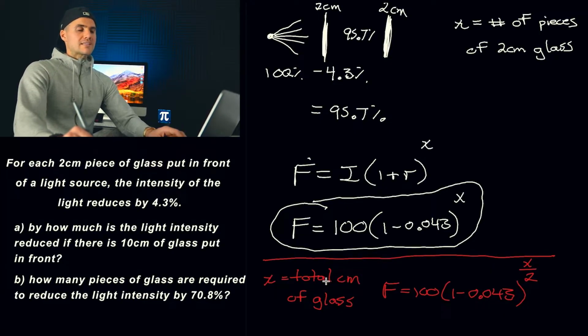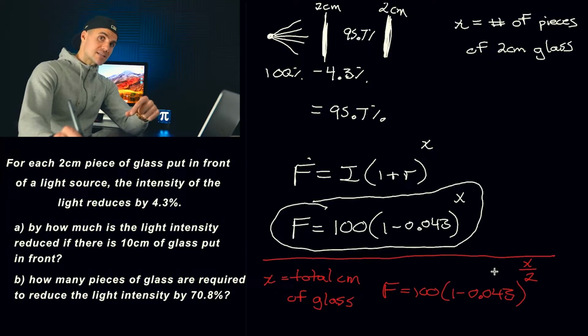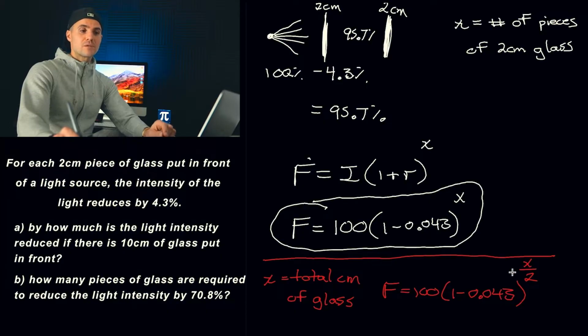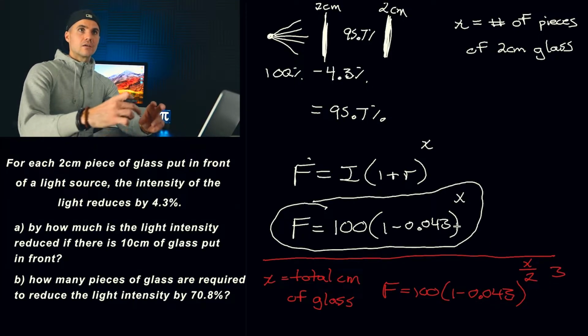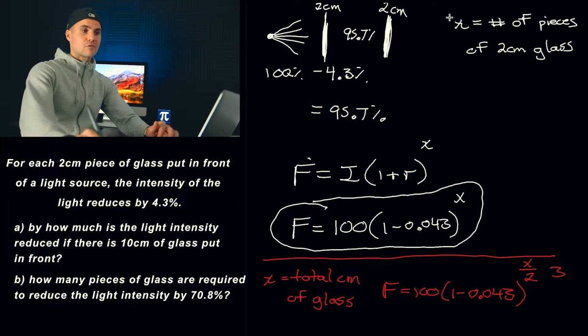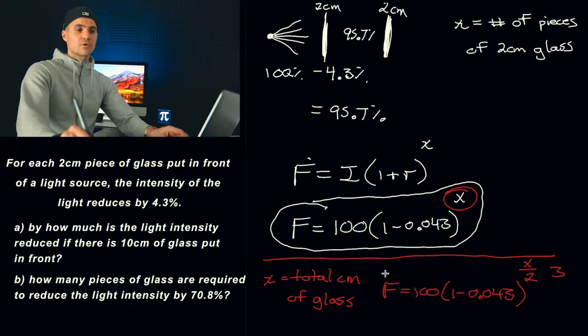Well, let's say we have 6 centimeters of glass in front. Well, if each piece is 2 centimeters, that means we're going to have 3 pieces in front. So you could put the 6 here for x, and you'd end up with an exponent of 3, or you could realize that 6 centimeters of glass means that there's 3 pieces of glass, and if we let x be the number of pieces, you could just put 3 directly into that function.